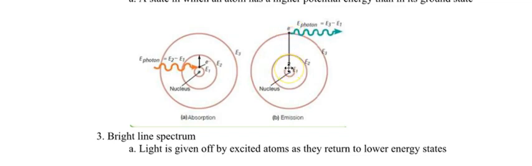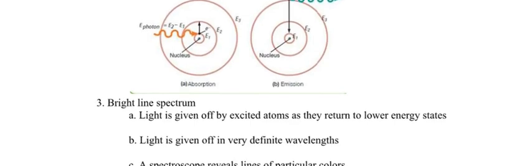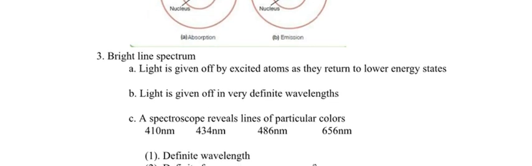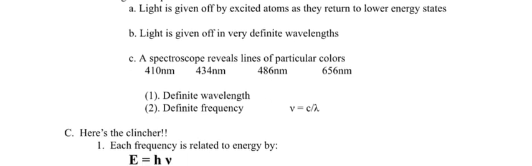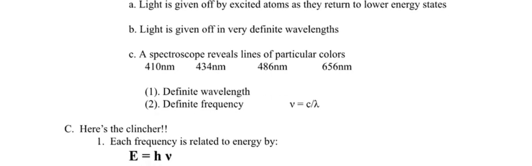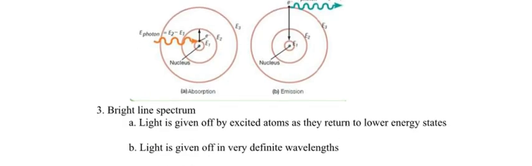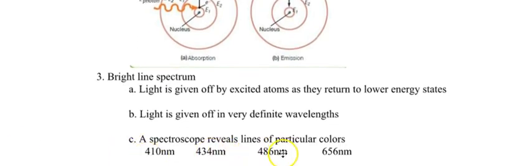It's going to lose more energy. All right, so light is given off by excited atoms as they return down to lower energy states. So light is given off in very definite wavelengths. Those are the 4 wavelengths of hydrogen. So we can calculate the wavelength, we can calculate the frequency. Hey, guess what? We can calculate the energy. So watch. We can calculate the energy from E3 to E1. We can calculate the energy from E2 going down to E1. Why? Because they relate to these lines right here.